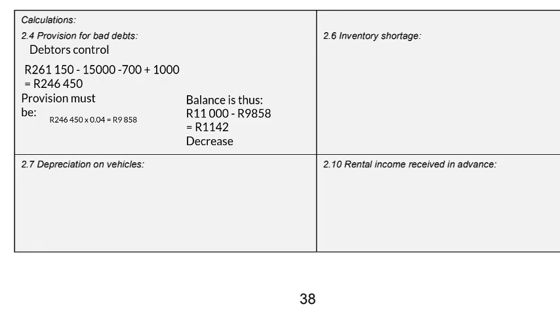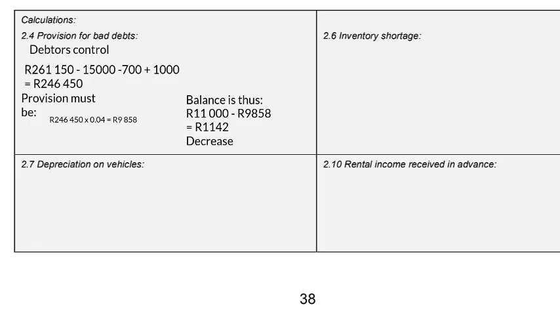And then according to adjustment 2.5, inventory was damaged. The insurance company only paid 75%. So the 100% value we need to calculate. We take the 24,750 Rand and divide by 75% to get an answer of 33,000 Rand. And that would be the damaged stock that was lost due to fire that needs to be subtracted from our inventory.